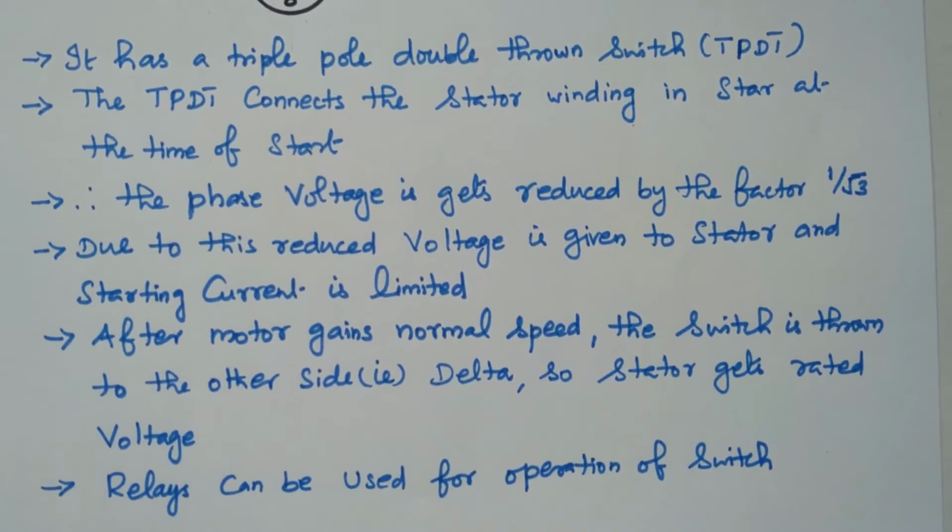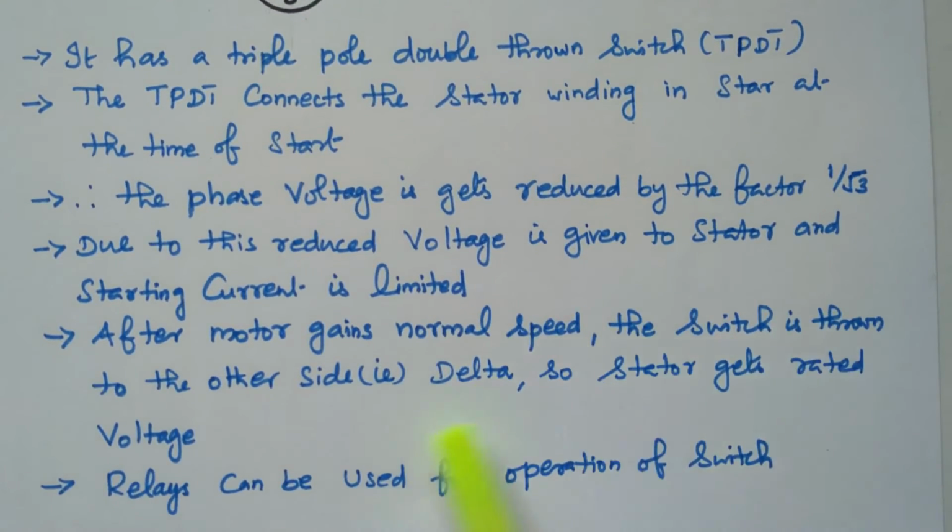After the motor gains the normal speed, the switch is thrown into the other side, that is delta. So the stator gets the rated voltage. Initially it is given in star connection, it will take only 1 by root 3 of the voltage, so that the starting current is limited. After gaining the normal speed, the switch is thrown into the other side, the delta connection. During this delta connection, it will get the rated voltage. Relays can be used for operation of the switch. Changing the switch from star connection to delta connection can be done by the relays.